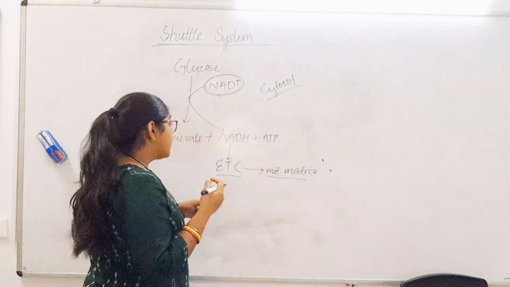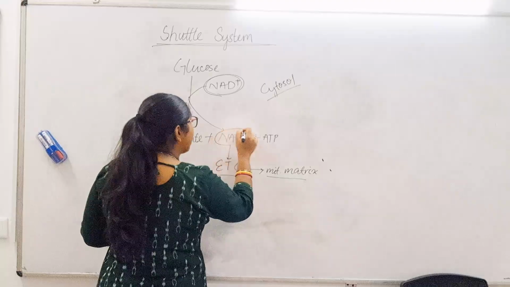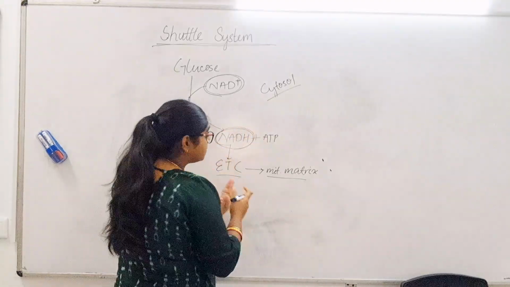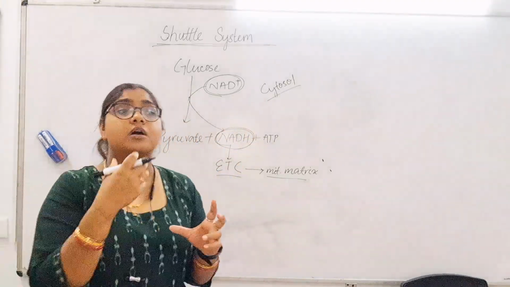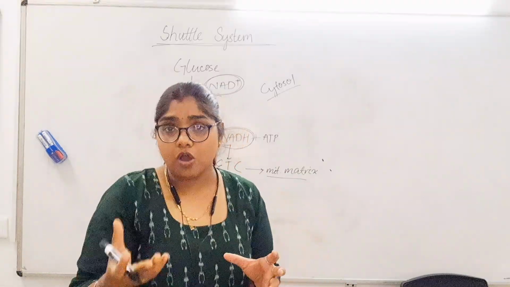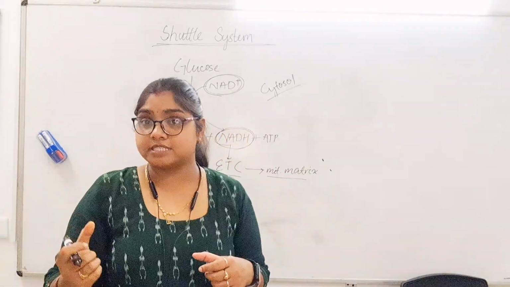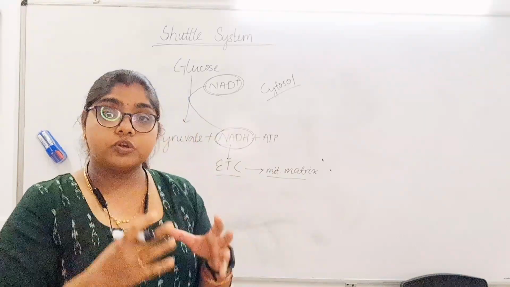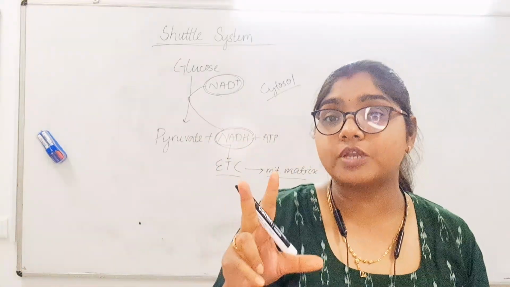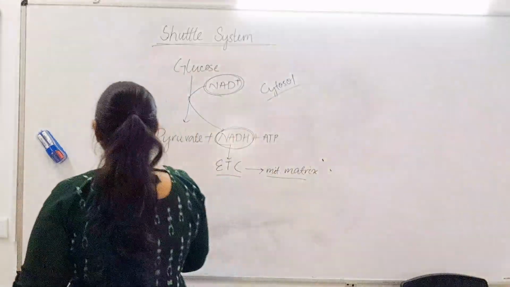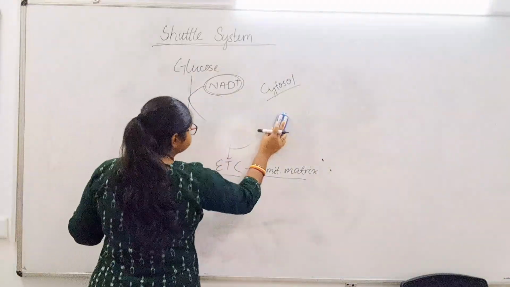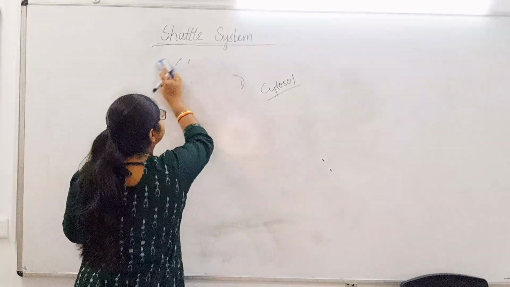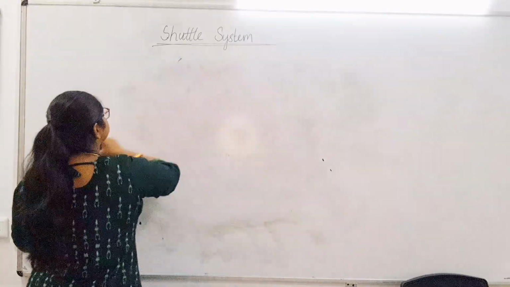So this NADH has to enter the mitochondria in some other form or through a different kind of system. Okay, and these systems are known as shuttle systems. So today we are going to discuss these types of shuttle systems. There are mainly two types of shuttle systems, and today we are going to discuss these two shuttle systems.